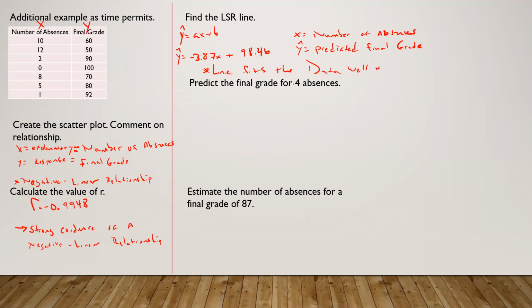The next question says predict the final grade for 4 absences. So what variable are you given here? X. Yep, you're given 4 absences, given X is equal to 4. So you just have to plug in. You're just going to use your equation. Y hat is equal to minus 3.87 times 4, because you're plugging in 4 for x, plus 98.46.